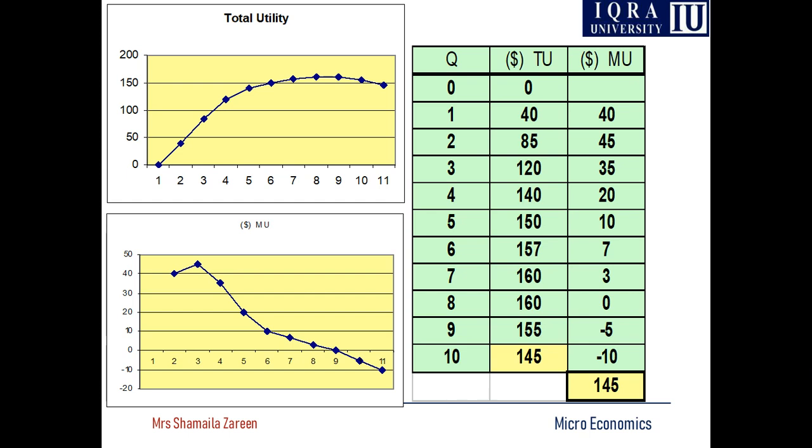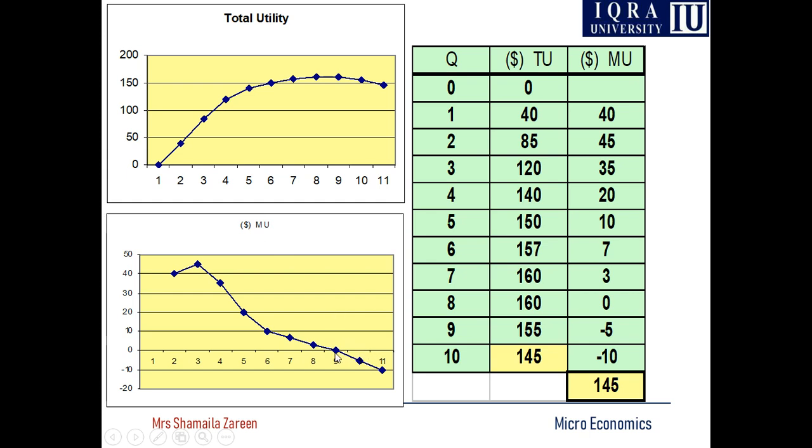You can draw the diagram of total utility and marginal utility and easily understand this phenomenon. As you see, this is the total utility. On the horizontal axis, you are showing the commodity quantity, and on the vertical axis, total utility. And here on the horizontal axis you are showing quantity, and on the vertical axis you are taking the marginal utility, and you have drawn the marginal utility from the total utility diagram.